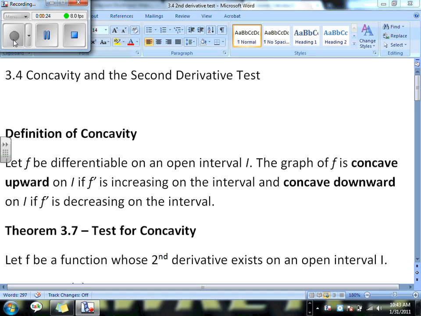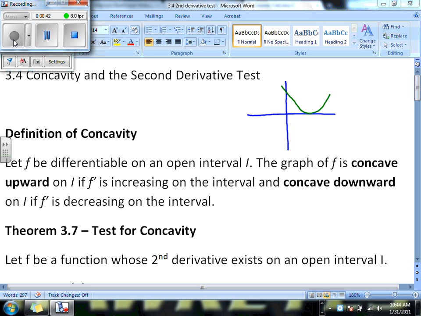The definition says let f be differentiable on the open interval. The graph is concave up if the derivative is increasing on an interval, and it's concave down if it's decreasing on an interval. The easiest way for me to remember it is that it's concave up if it can hold water. So from this interval to here, it's concave up because it can hold water, and it's concave down if it cannot hold water.